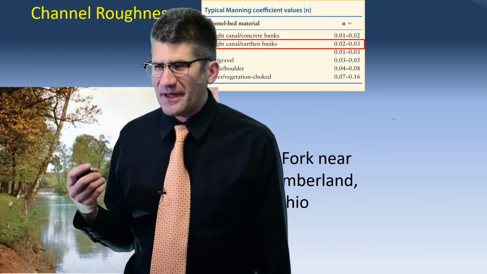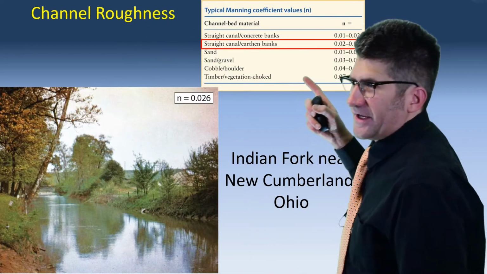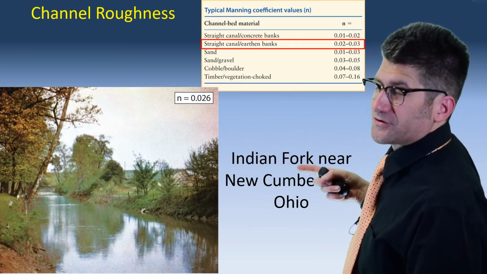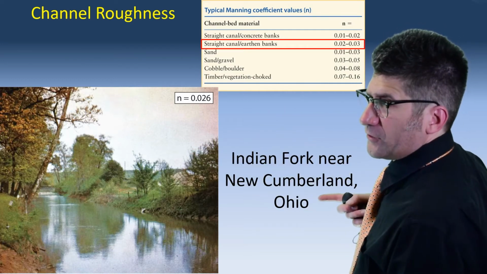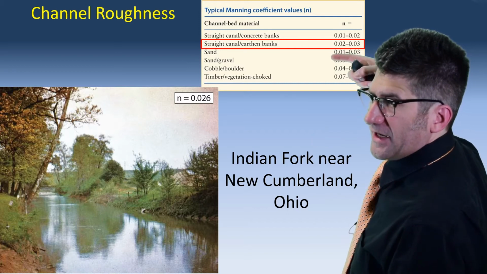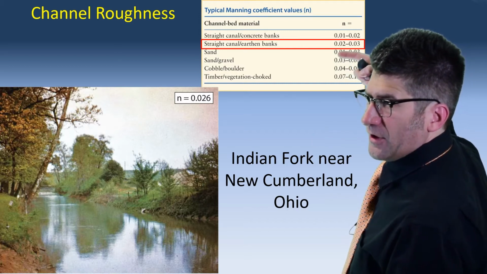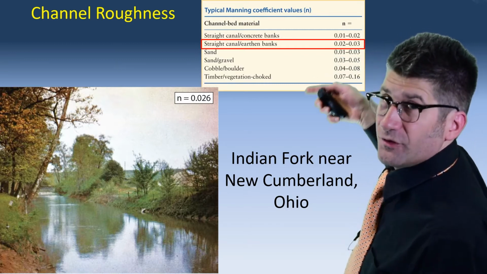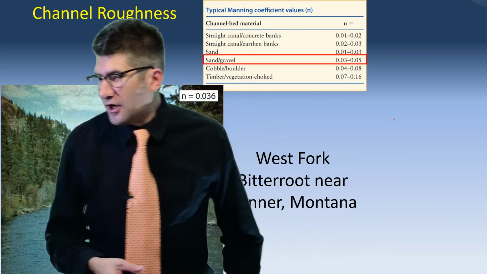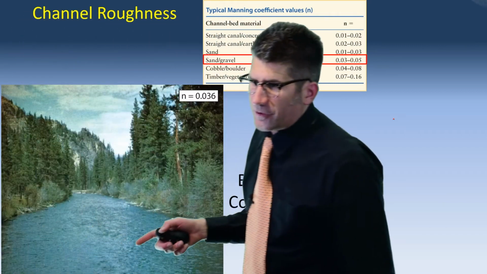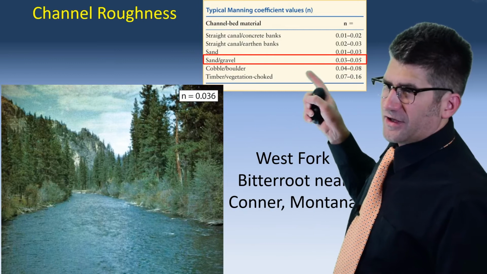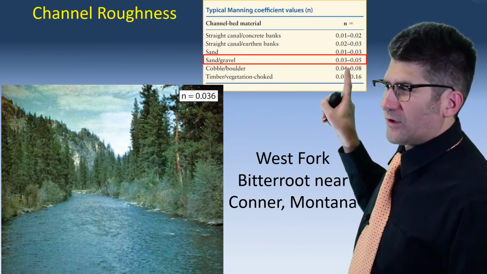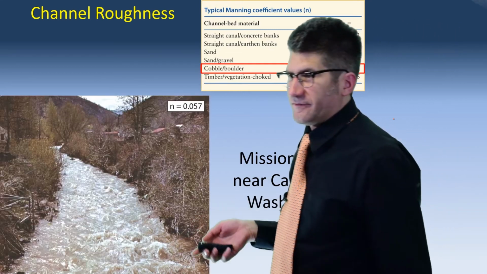So Manning's N is channel roughness, and it doesn't have a dimension, no dimension. And again, we generally just estimate these based on pictures. Here's a picture from your textbook of Indian Fork near New Cumberland, Ohio. This is a straight canal with earthen banks, and so we'd estimate that Manning's N somewhere between 0.02 and 0.03. Rougher river here, this would be the West Fork of the Bitterroot in Montana. So this is a sand and gravel river with a roughness of 0.03 to 0.05.